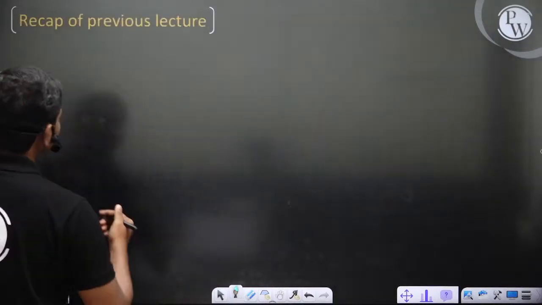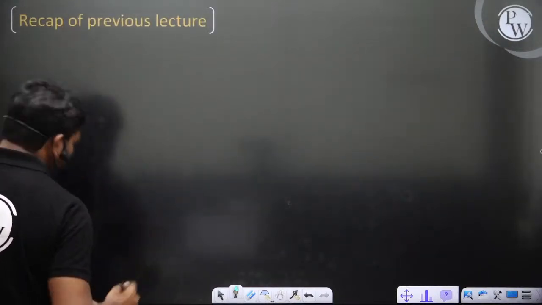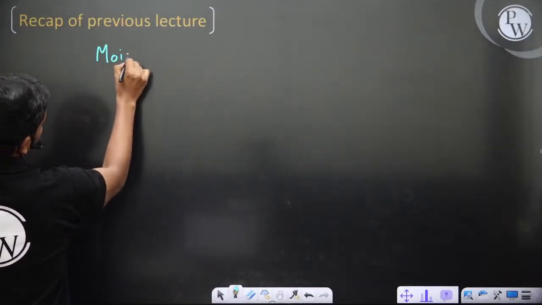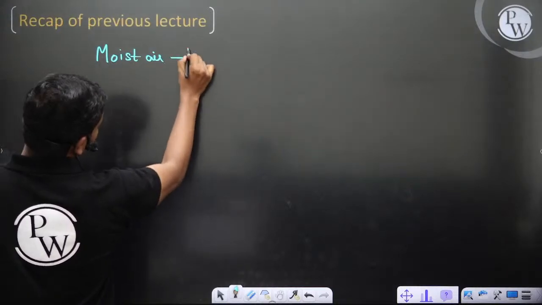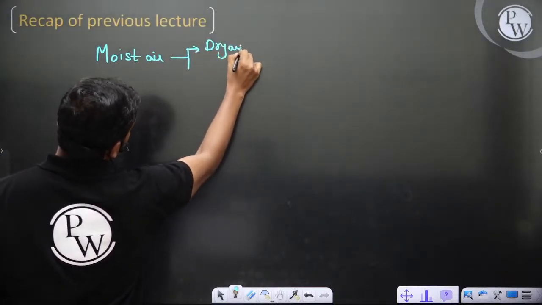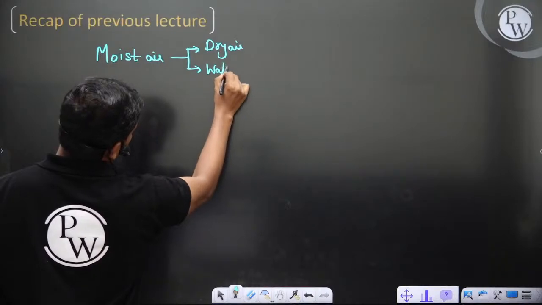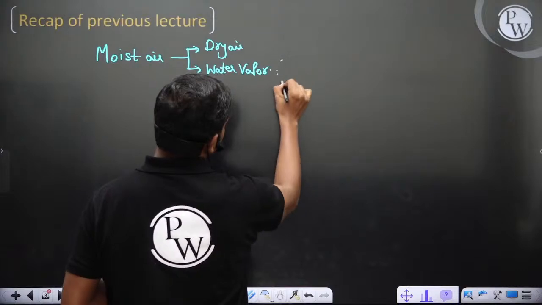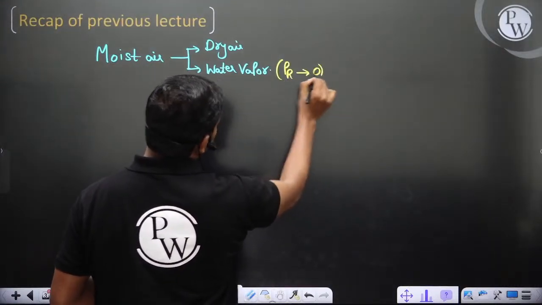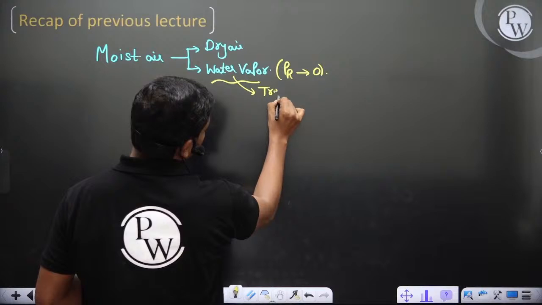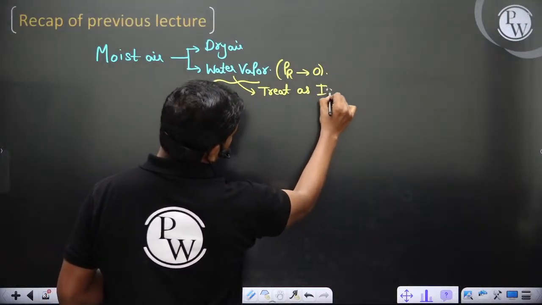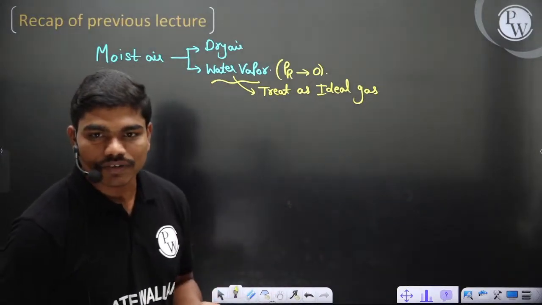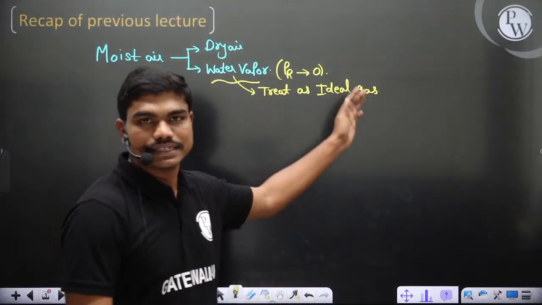Also, a recap of the last lecture: we have given a bit of introduction to moist air. In moist air we have dry air and also water vapor. In this water vapor we have seen the reduced pressure is tending to 0, so we treat it as an ideal gas. So the ATD part for this is completed, and with the air conditioning part it will be completed.